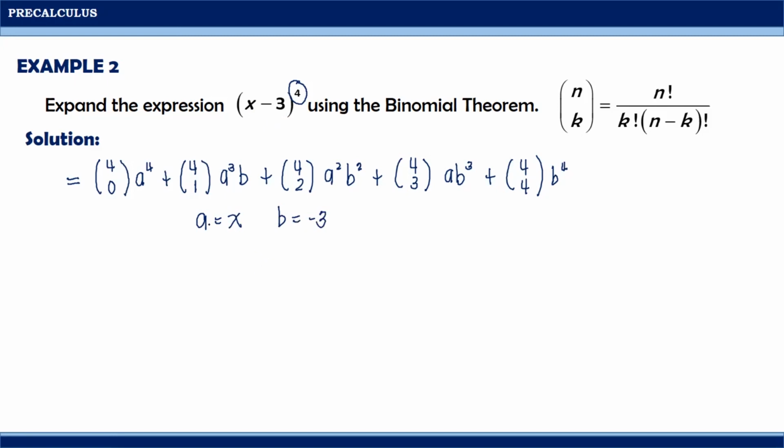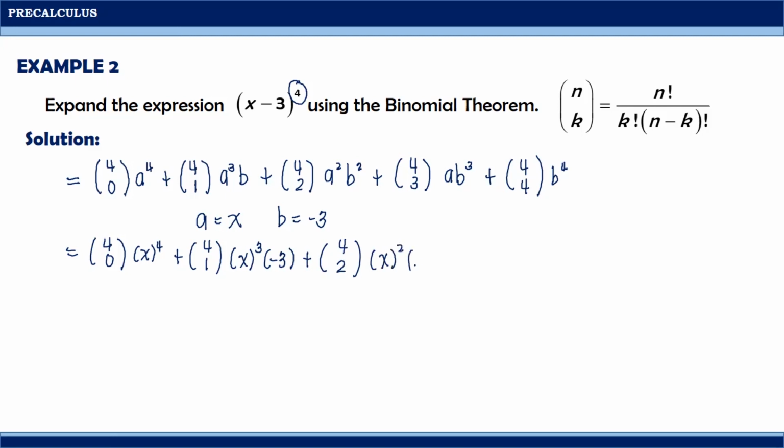Therefore, we will have 4 taken 0 times x raised to 4 plus 4 taken 1 times x raised to 3 times negative 3 plus 4 taken 2 times x squared times negative 3 squared plus 4 taken 3 times x times negative 3 cubed, and last is 4 taken 4 times negative 3 raised to 4. Next step, simplify these expressions.